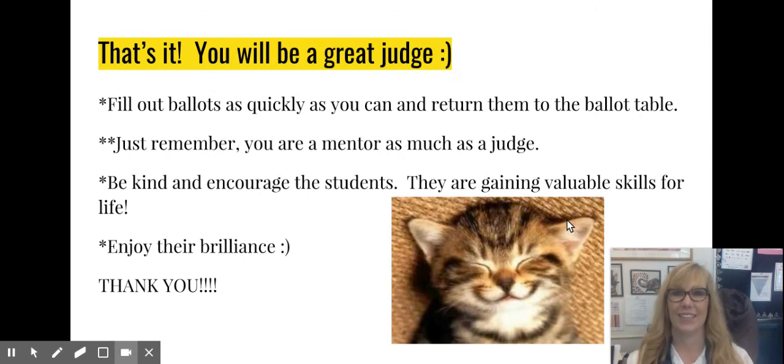Enjoy their brilliance. You will suddenly have a lot of faith and hope in our future, because these kids are brilliant. So again, thank you for listening. You rock. The end.